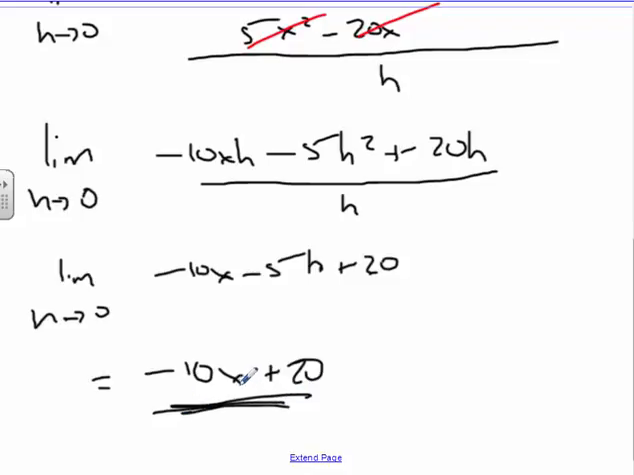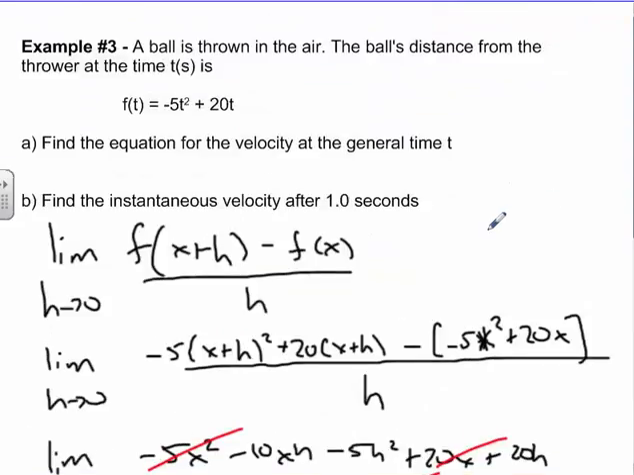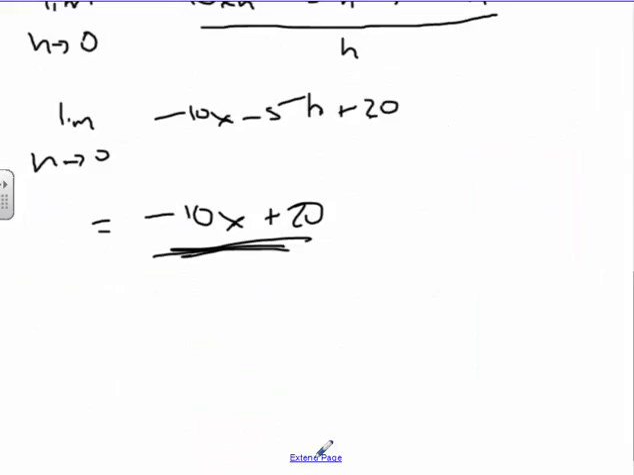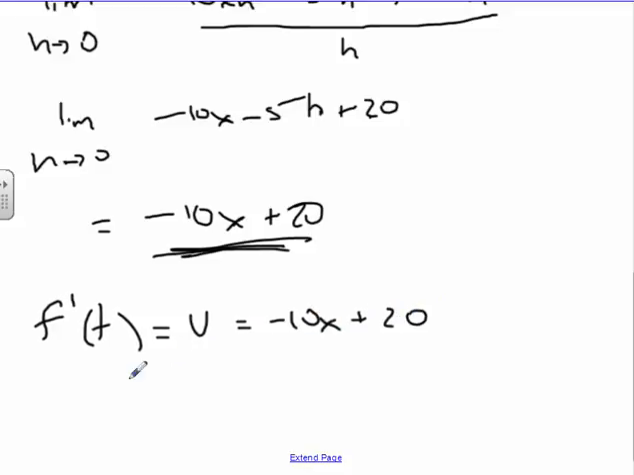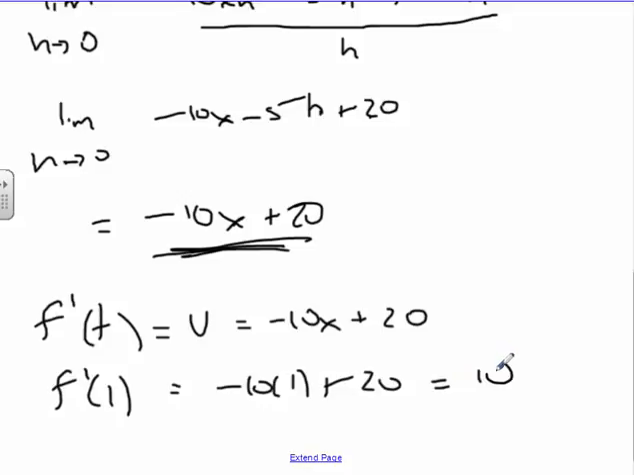This is your equation for the derivative. So if you want to find the velocity at any given moment, which is really what the part question asks for, this is the equation for the velocity at any given moment. Well, if I want to find the velocity after 1 second, we'll just plug in 1 second. So I might call this f prime t, and that is the velocity, and it's equal to negative 10x plus 20. If I tell you that the time is 1, then your velocity is 10. So at 1 second, your velocity was 10.